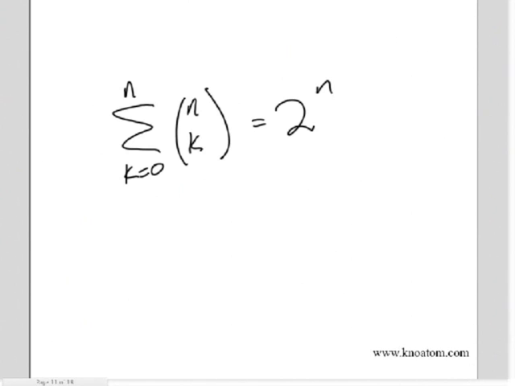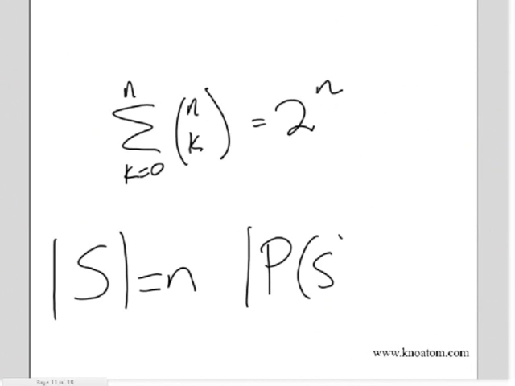Let's take a look at the equation of the summation from k equals 0 to n of n choose k equals 2 to the n. We can prove this statement with a double counting proof. So let's say we have some set S with cardinality n. Then we know that the cardinality of the power set of S is 2 to the n.